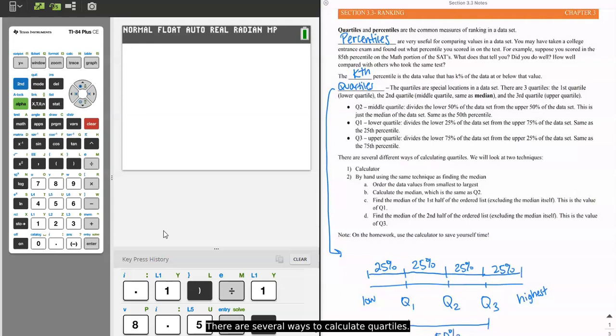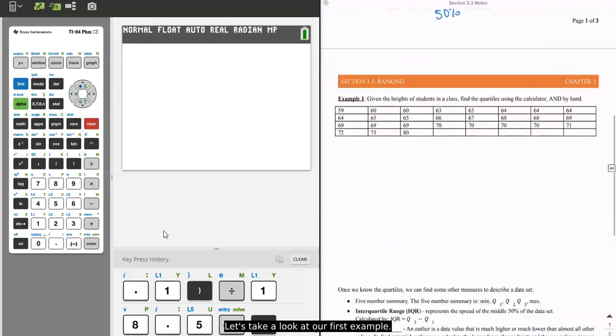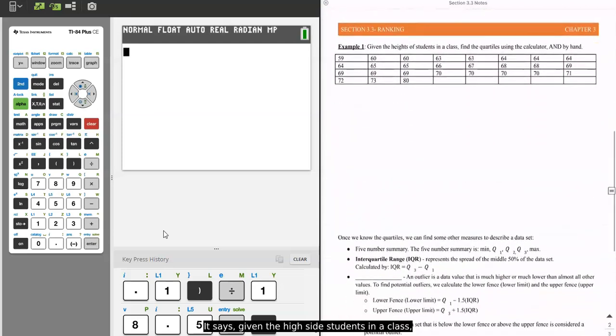So there are several ways to calculate quartiles. We'll look at 2 techniques. The calculator is the easiest way, and then we will go through and do one of them by hand so you can sort of see what we do. But definitely on the homework, use a calculator to save yourself some time. So let's take a look at our first example. It says, given the heights of students in a class, find the quartiles using the calculator and by hand.